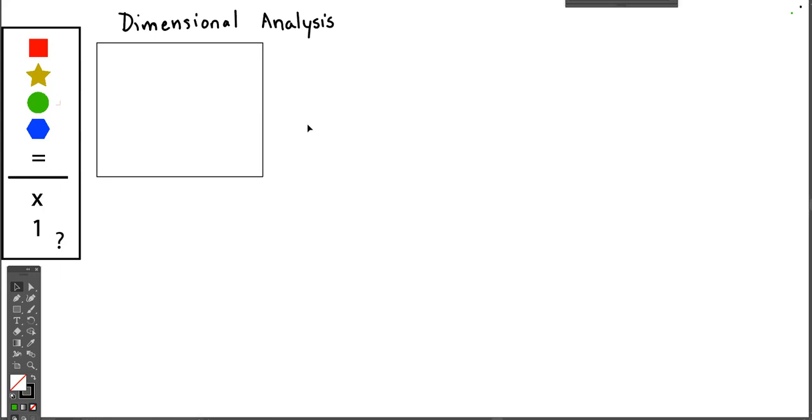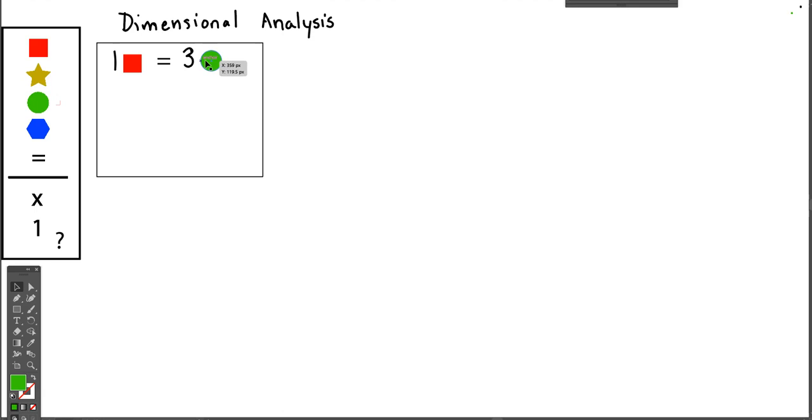Okay, in our last video, we used one equality to solve a pretty simple problem by creating conversion factors. And now we're going to do it again, but with a slightly more difficult problem. So we're going to write some equalities here, more than one this time. Let's say that I tell you that one red square is equal to, let's say, 3 green circles. And remember that it's okay to write it like this.